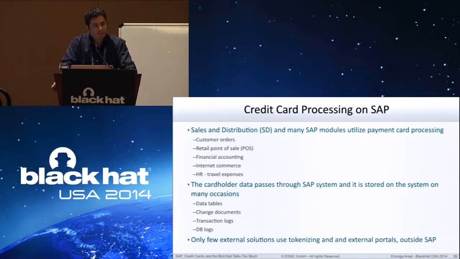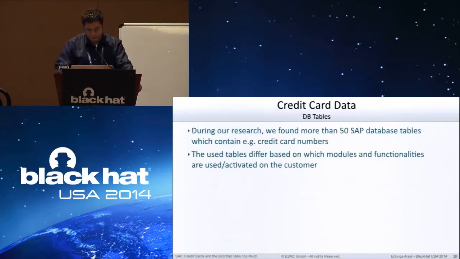So the cardholder data passes through the SAP system, and this information is stored on this system on many occasions. It can be the data tables, change logs, transaction logs, many different areas. Only a few external solutions use tokenizing, and this is quite rare. Generally, we find a lot of payment card data in clear text in SAP systems. When we researched, there were more than 50 database tables which contain credit card numbers or payment card numbers.